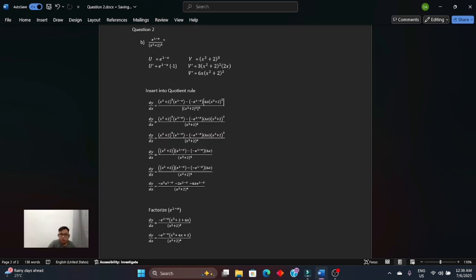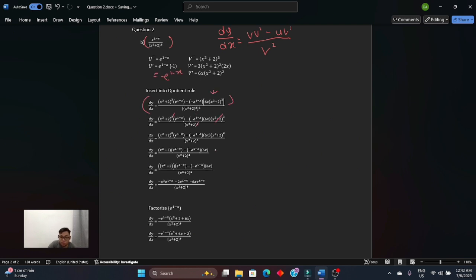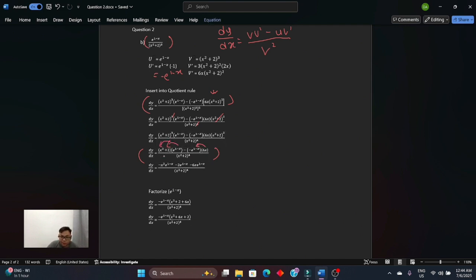Now we're going to solve question 2b. The formula that we're going to use to solve this is the quotient rule, that is dy over dx equals (v u prime minus u v prime) over v squared. As always, we're going to find u and u prime, that is this one. Then we're going to insert it inside the quotient rule. We open this part up so that we can cancel this out right here. This part we're just going to multiply. So now after we multiply it, we got this part right here. Then we need to factorize the equation, the exponent. Then we got this one right here. So this is actually the final answer.